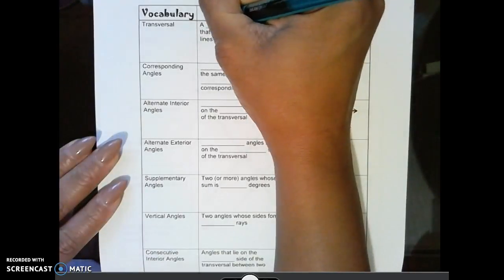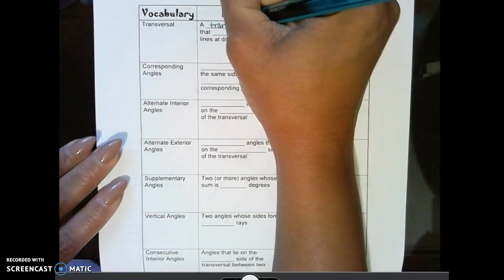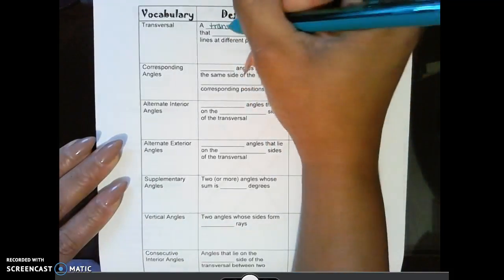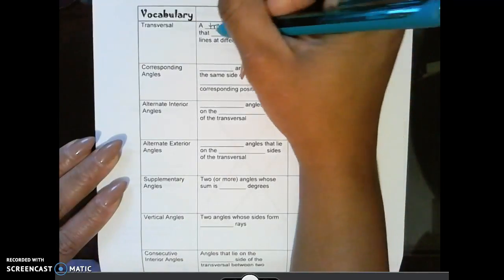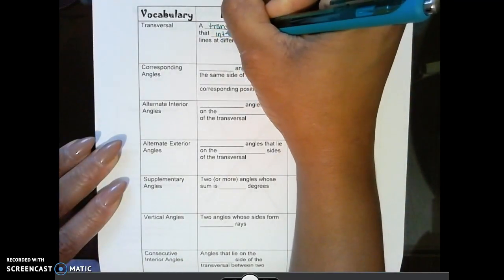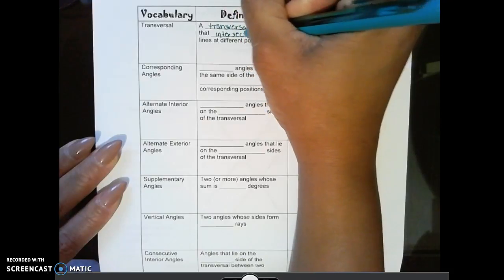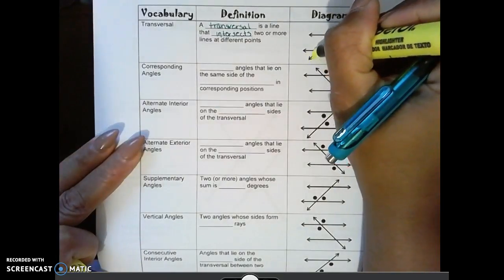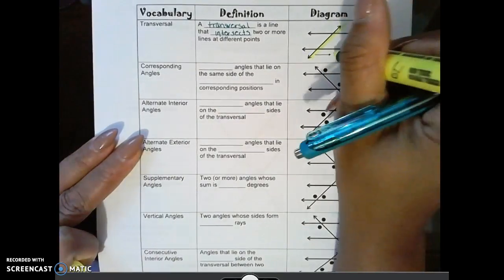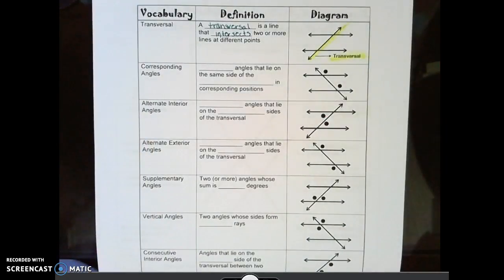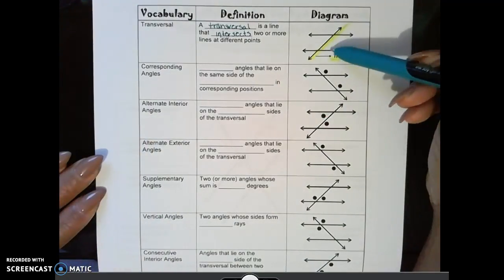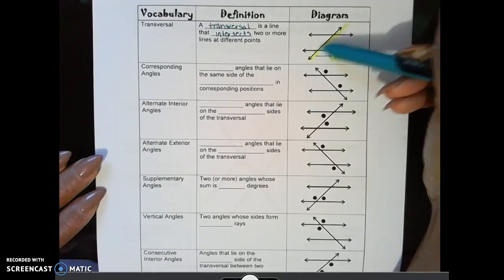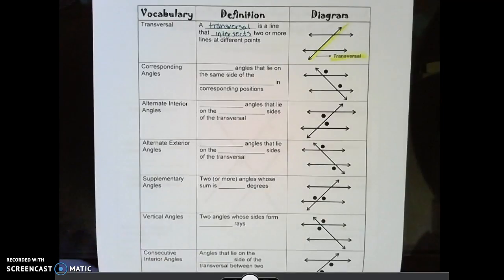A transversal is a line that intersects two or more lines in different points. And if you have a highlighter, I want you to go ahead and highlight the transversal. This line, it is intersecting with two parallel lines at different points. So it's this line and that line, that's the intersection, and then that is my transversal.